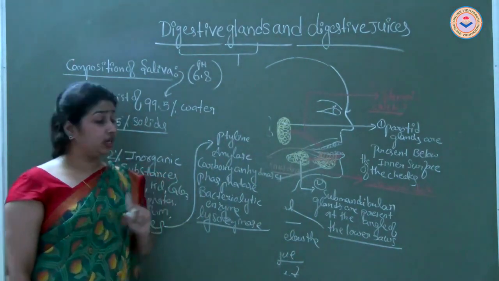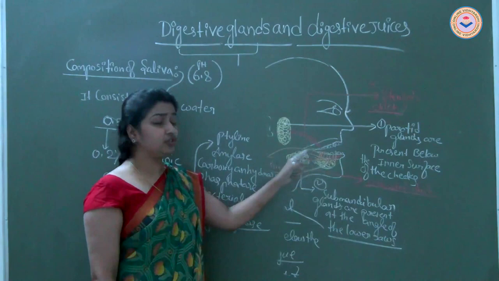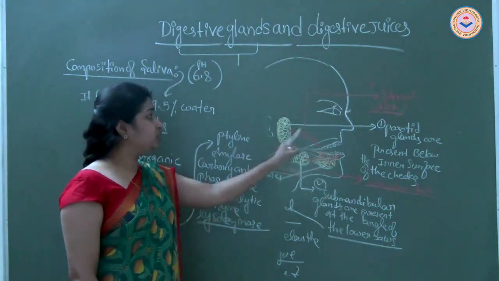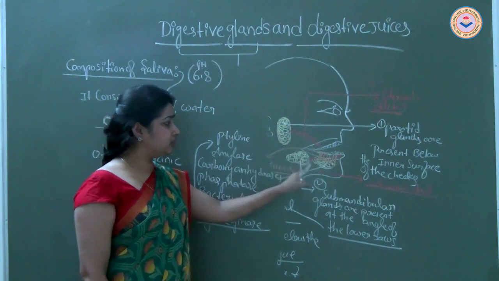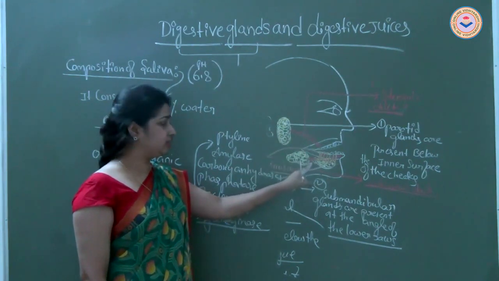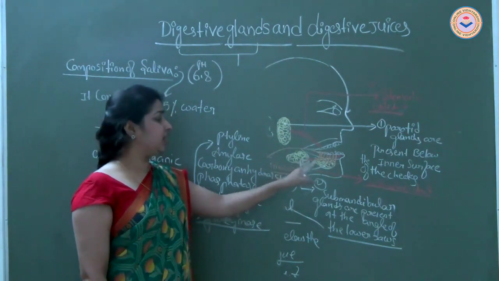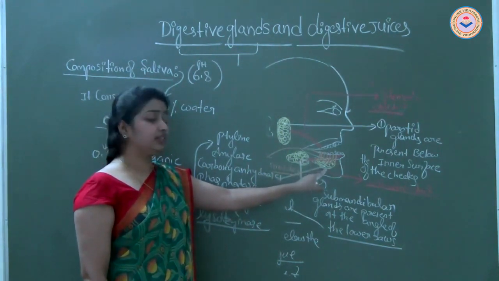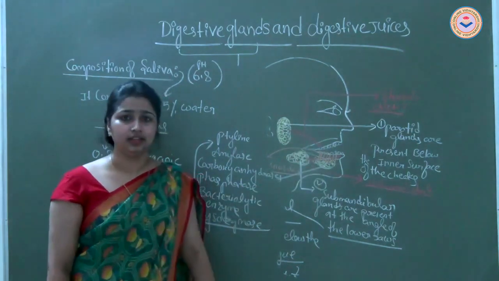That's it. One point to remember: the salivary glands have ducts, and the ducts are very important. Stensen's duct arises from the parotid glands, Wharton's duct arises from the submaxillary or submandibular glands, and the Rivinus duct arises from the sublingual glands. So that's it.